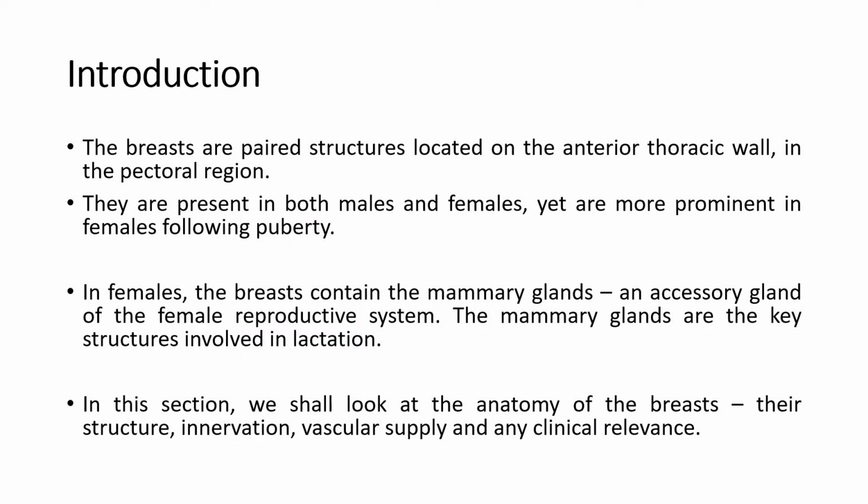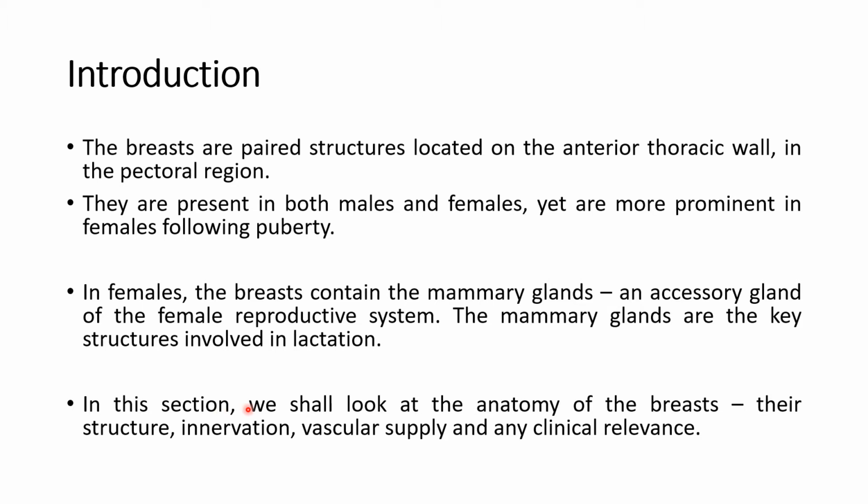As you all know, the breasts are paired structures located on the anterior thoracic wall in the pectoral region. They are present in both males and females, yet they are more prominent in females following puberty. In females, the breast contains mammary glands. They are accessory glands of the female reproductive system. The mammary glands are the key structures involved in lactation.